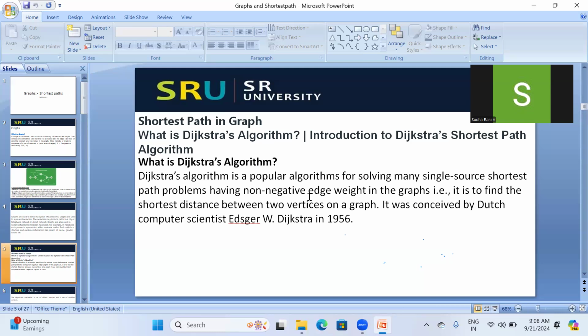So what is the point here? If the graph is a weighted graph, in Dijkstra's algorithm the graph will have only non-negative weights, meaning positive values. And this Dijkstra's algorithm was introduced by the computer scientist Edsger W. Dijkstra in the year 1956. So the algorithm was named after the scientist's name, Dijkstra.